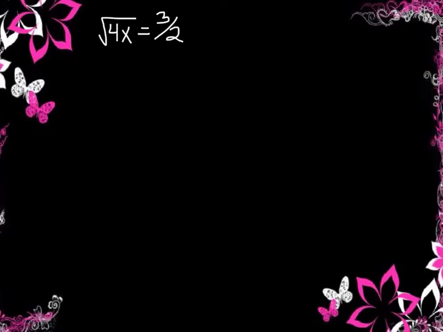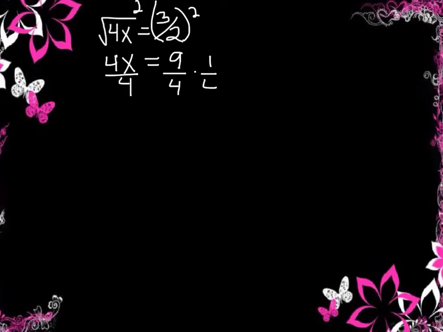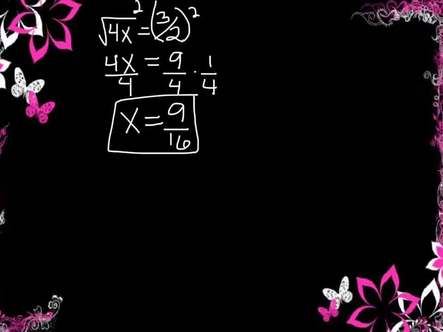Now we're going to need to square both sides. So when we square the square root of 4x, we get 4x. And when I square 3/2, I get 9 over 4. And then I want to divide both sides by 4, which is the same thing as multiplying by a fourth. So I have x equals 9 times 1 is 9, 4 times 4 is 16. X equals 9 over 16. All right. Now we need to check it. So we'll go back to the original, which was, here, let me write check.